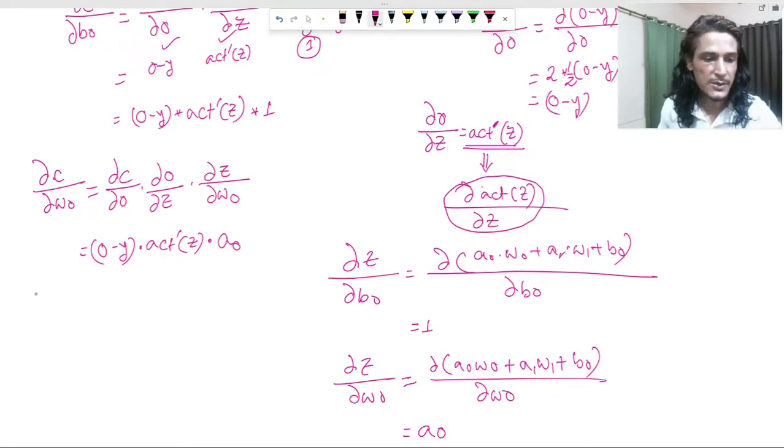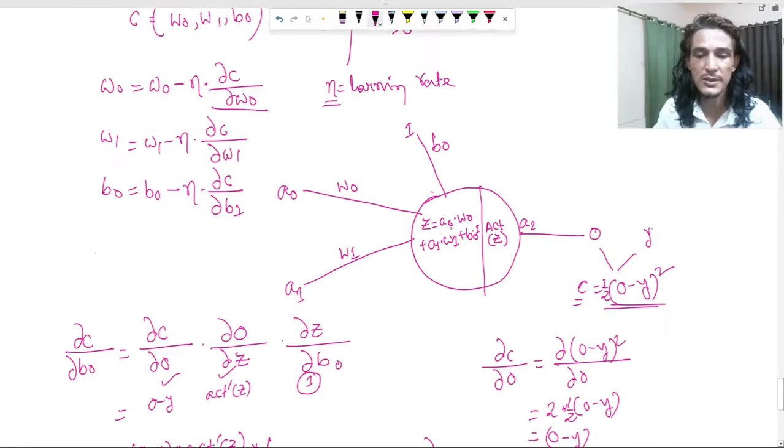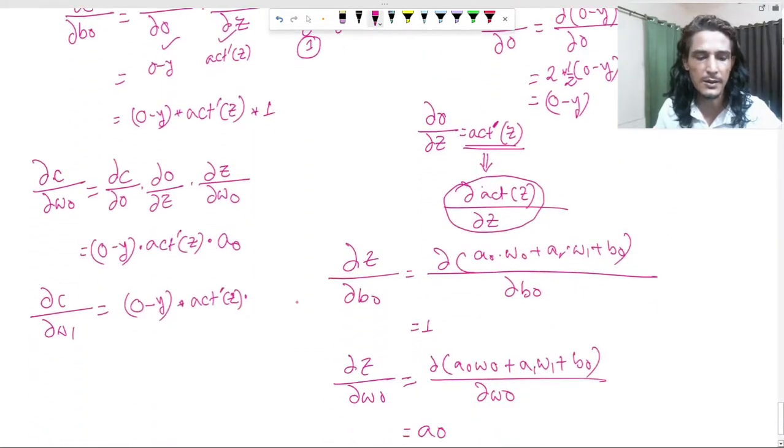Okay, done. Now similarly, if you ask what is the rate of change of this with respect to W1, you can directly write it. The first part is the same: the rate of change of C with respect to O multiplied by the rate of change of O with respect to Z, and then how much this Z changes with respect to W1. So if Z changes with respect to W0 as A0, then obviously the rate of change of Z with respect to W1 is A1, right? That's all, A1.